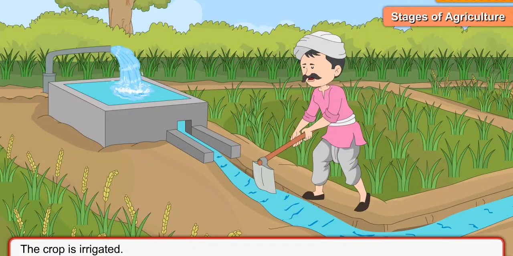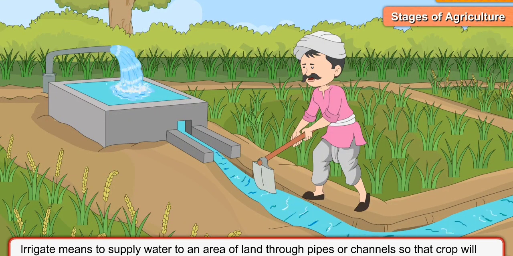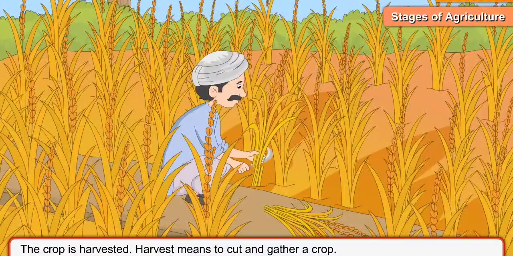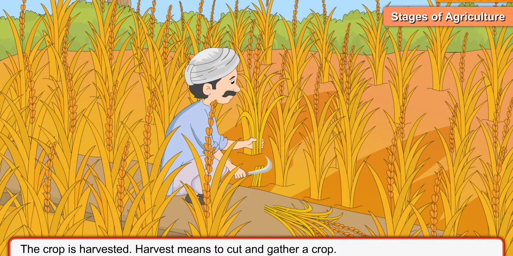The crop is irrigated. Irrigate means to supply water to an area of land through pipes or channels so that crops will grow. The crop is sprayed with chemicals to protect it from pests. Such chemicals are called pesticides. The crop is harvested. Harvest means to cut and gather a crop.